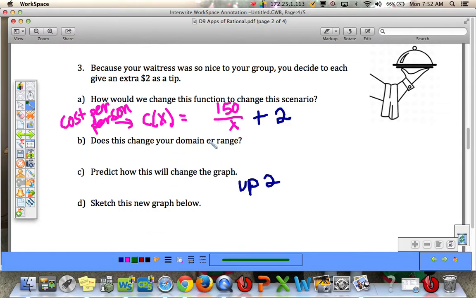Does this change your domain and range? Well, up 2 changes the y value, so that changes the range. Sketch this new graph below, so it changes the price. Sketch the new graph below again.